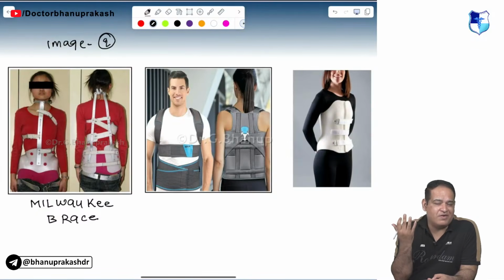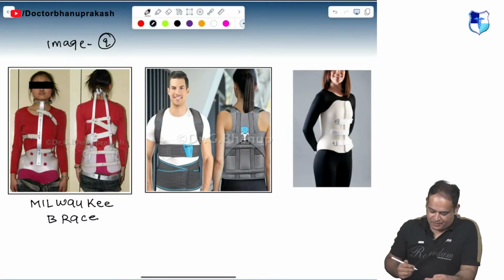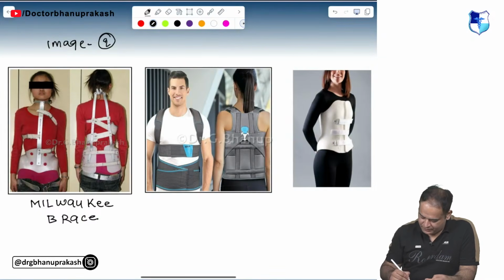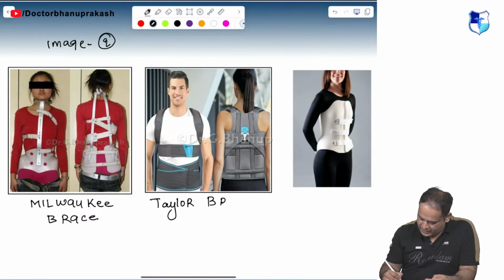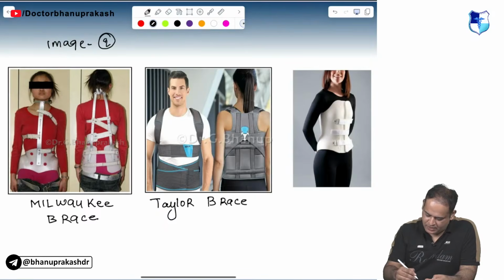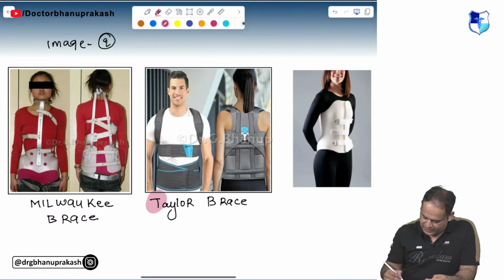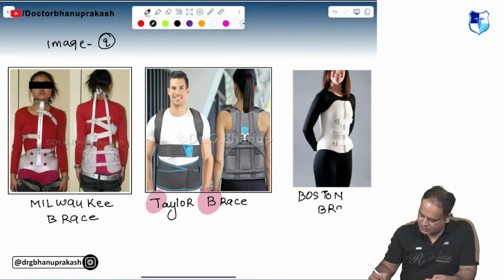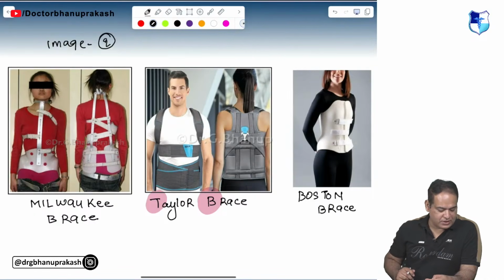For example, in India we have developed an artificial foot called Jaipur foot. Now here, this is a brace to stabilize the spine, Milwaukee brace. Then this is Taylor brace. How to remember Taylor brace? TB, Taylor brace for tuberculosis. Now this one is Boston brace.